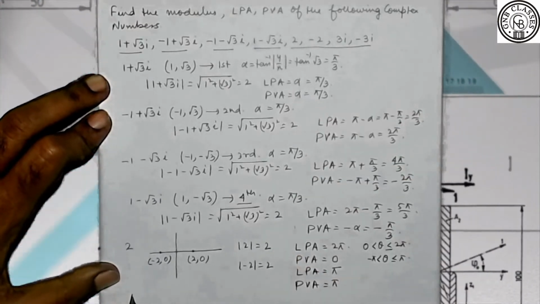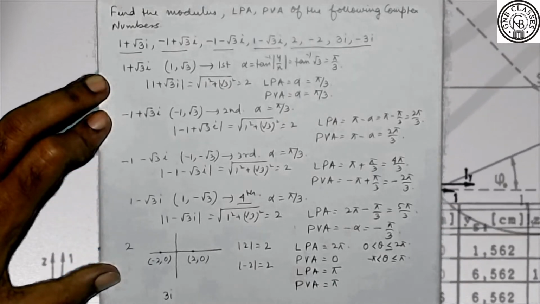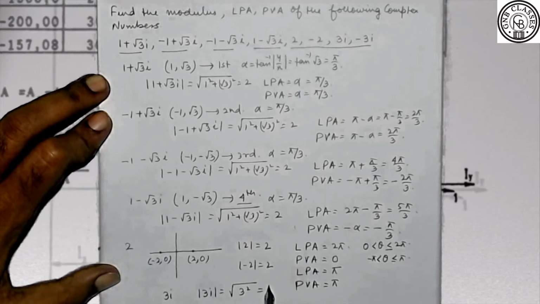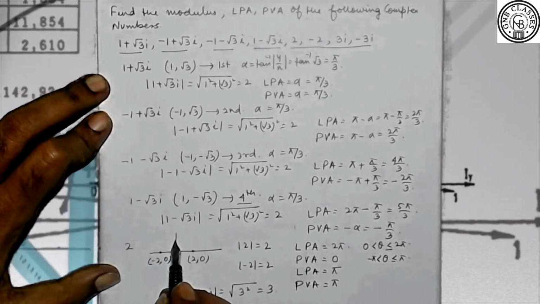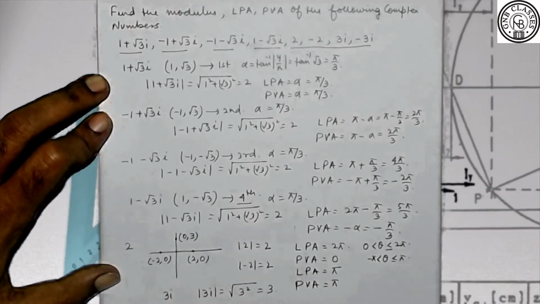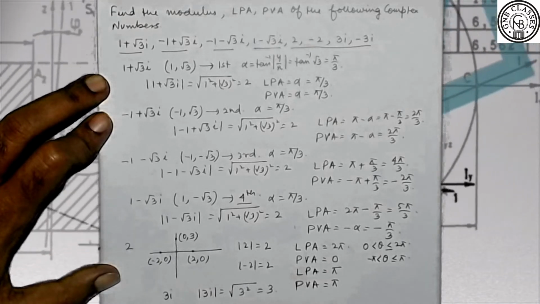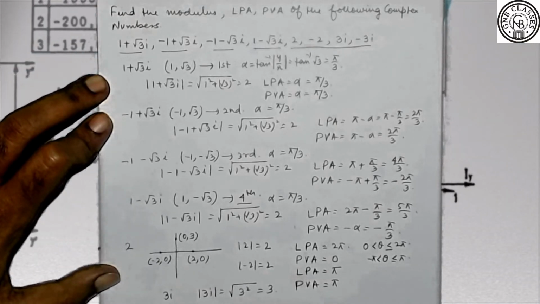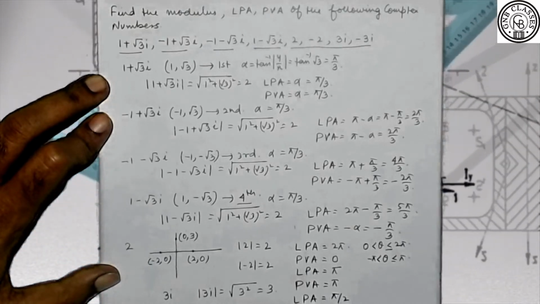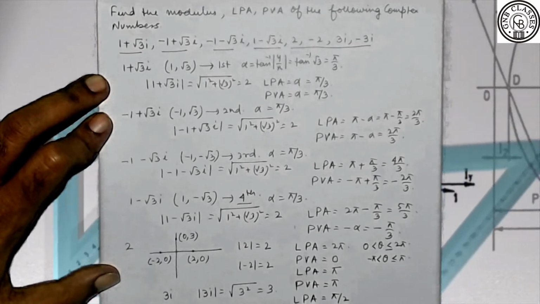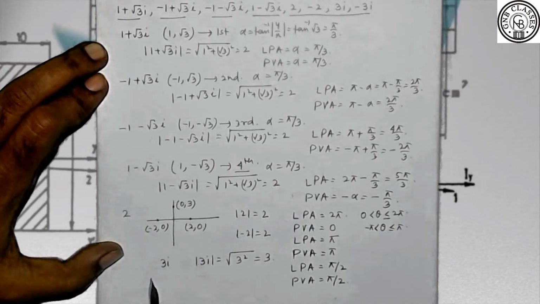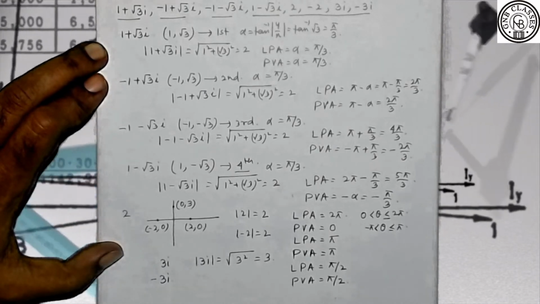Let us take the third one. It is 3 iota. Modulus of 3 iota is under root 3 square. That gives us 3 only. But this point is lying on the positive direction of the y-axis. That is, this point is 0, 3. It is purely imaginary. In that case, least positive argument will be pi by 2. Principal value argument will also be pi by 2. Is it clear? Now let us consider the point minus 3 iota.